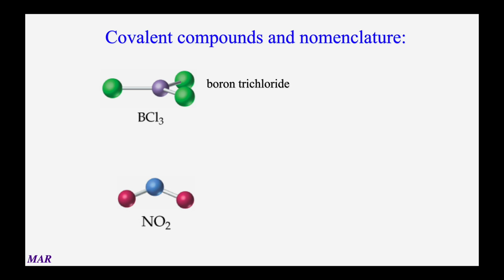The next one is NO2. And again, this is always listed this way because nitrogen is more like a metal and oxygen is less like a metal. But anyway, just like before, first element by itself, nitrogen. Greek prefix for two oxygens is di. Turn oxygen to oxide, nitrogen dioxide.